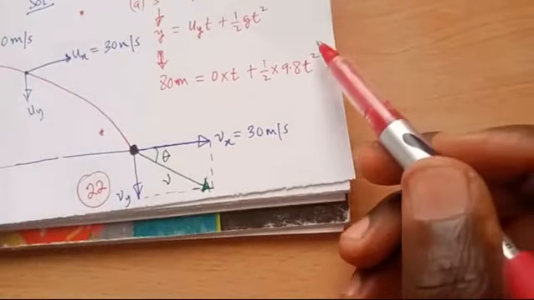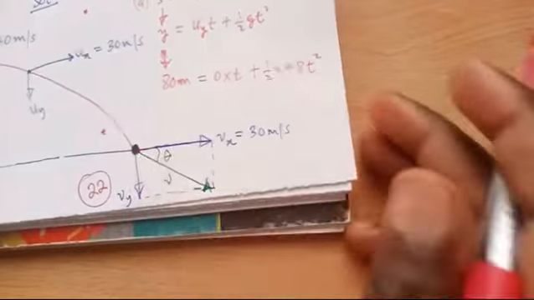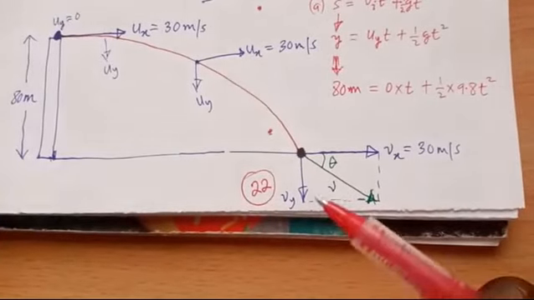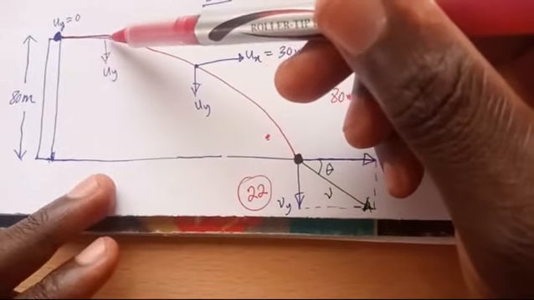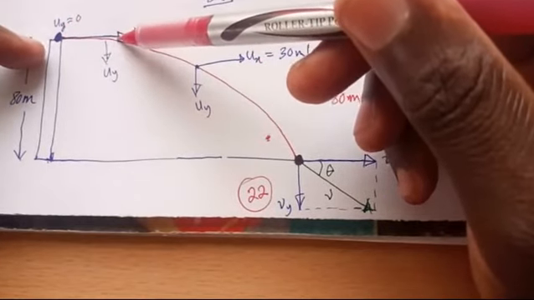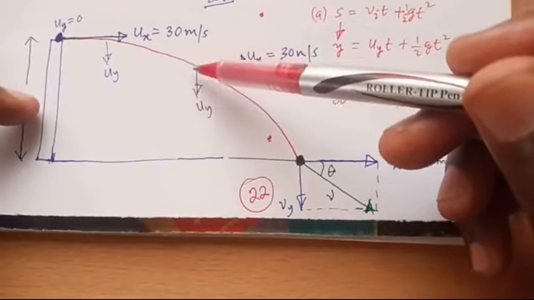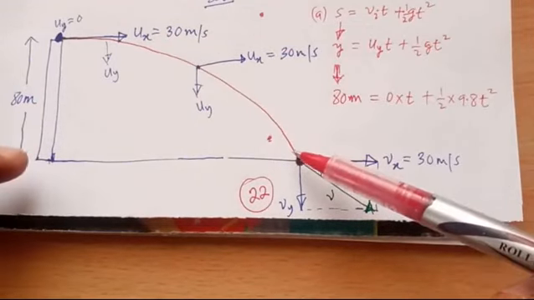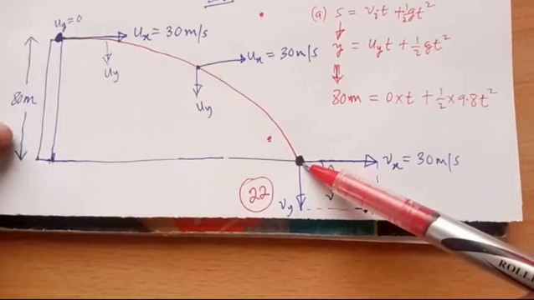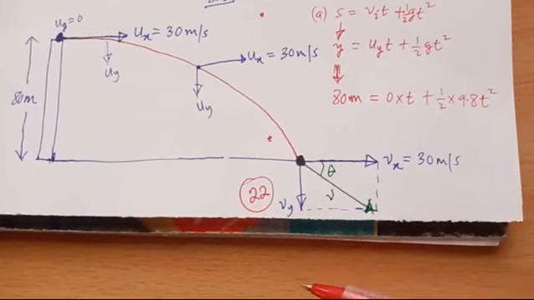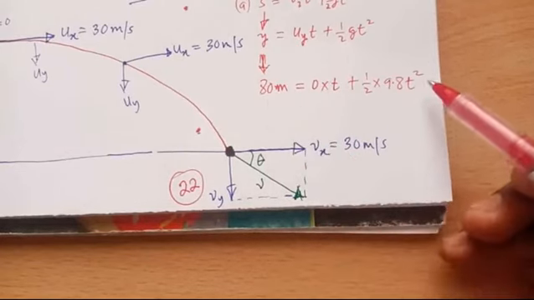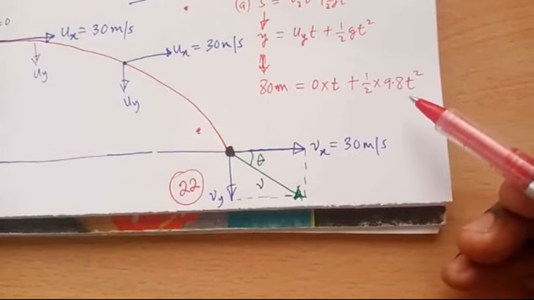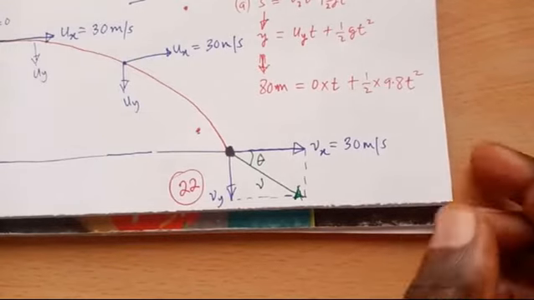This t is the time taken to reach here. Why do we say t is the time taken to reach here? Because when it is falling, it is covering vertical distance. Can you see this one is increasing? When it is here, it has completed the whole 80 meters that we use here. So the time here should correspond to the time taken to cover these 80 meters.